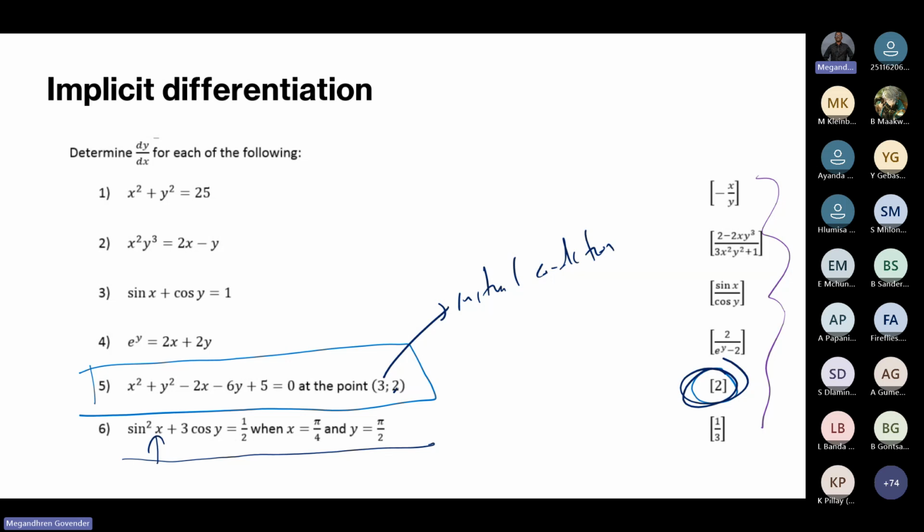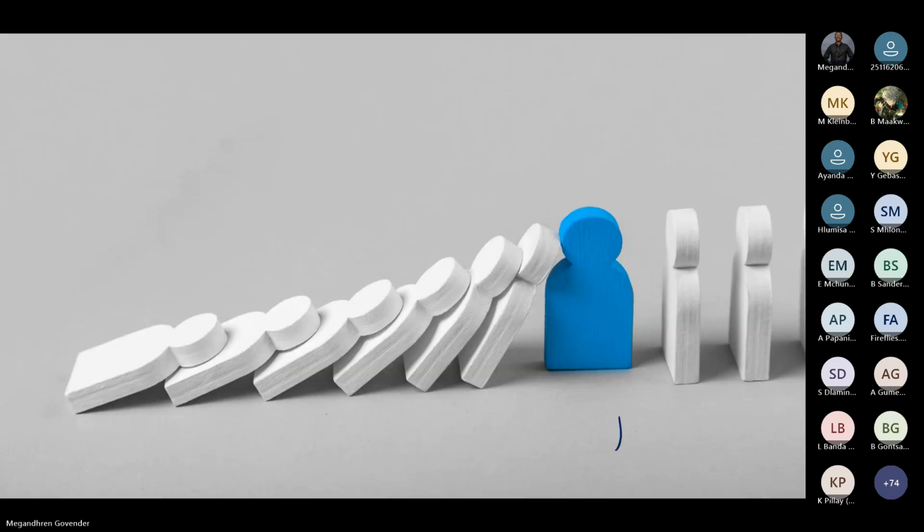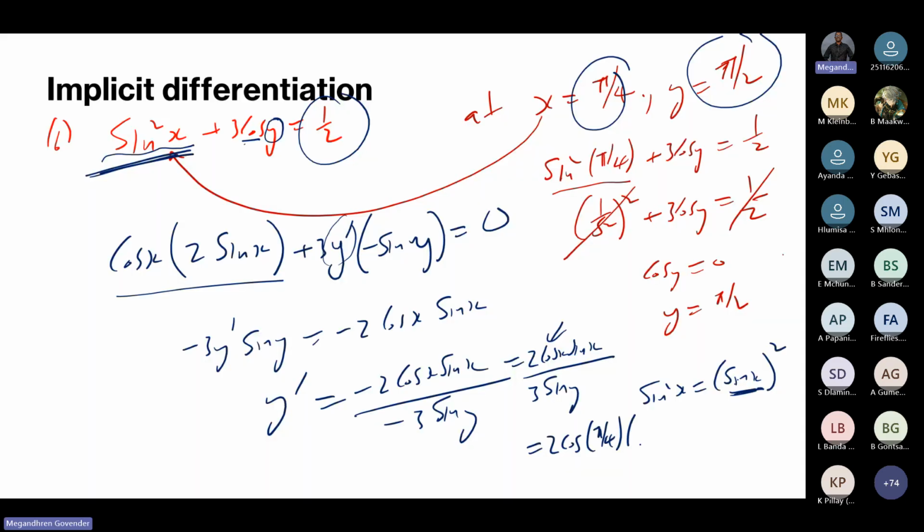Hey, this answer should be 0? No, it can't be 1 over 3 because cos of pi... Oh, it's x. Sorry, it's x. Let's see whether that is correct. 2 cos of pi by 4 sine of pi by 4 all over 3 sine of pi by 2. Cos of pi by 4 is 1 over root 2. Sine of pi by 4 is 1 over root 2. 1 over root 2 times 1 over root 2 is a half. A half times 2 is 1. And 3 times sine of pi by 2, sine of pi by 2 is 1. Yes, the answer is 1 over 3.